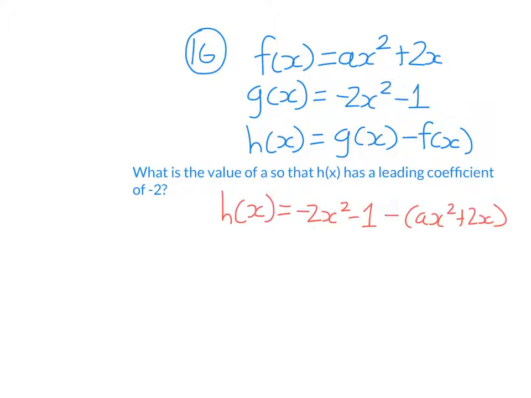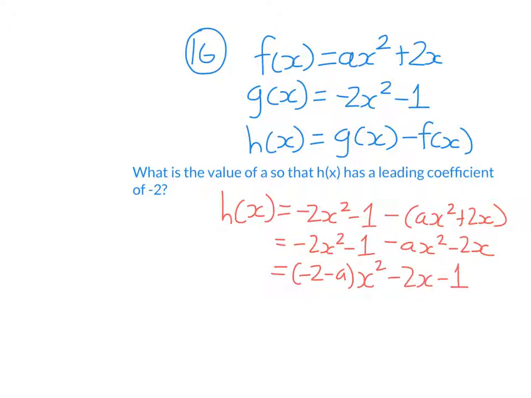So this is what h is in terms of f and g. Note that we have to put f in brackets because we're subtracting the whole thing. Let's expand the brackets. All this stuff over here will stay the same. To expand the brackets, you simply change the sign of everything in the brackets. Now there are some like terms here, minus 2x squared and minus ax squared. So we can write that conveniently as (-2 - a)x squared - 2x - 1. I'm just writing the terms in descending order of power of x. So for h(x), its leading coefficient, you'd think, would be this one here, -2 - a.